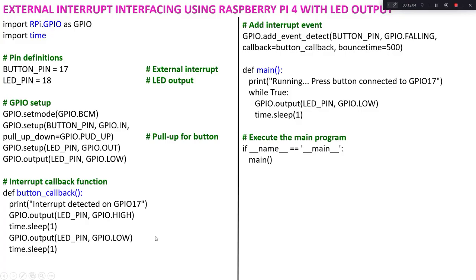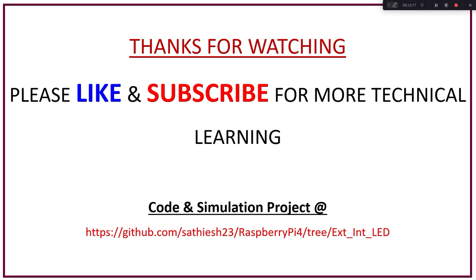So in this tutorial, I have described how to create an external interrupt in the Raspberry Pi 4 module with LED as an output.